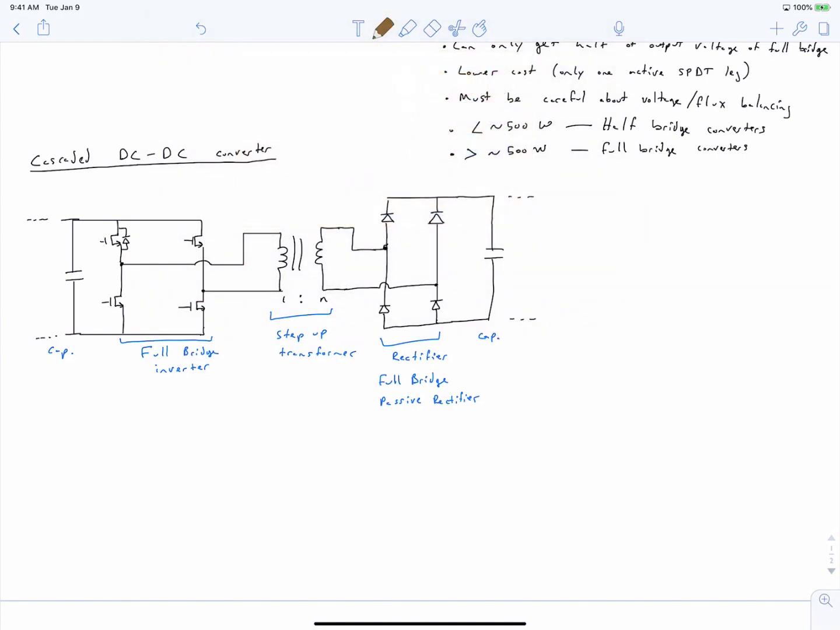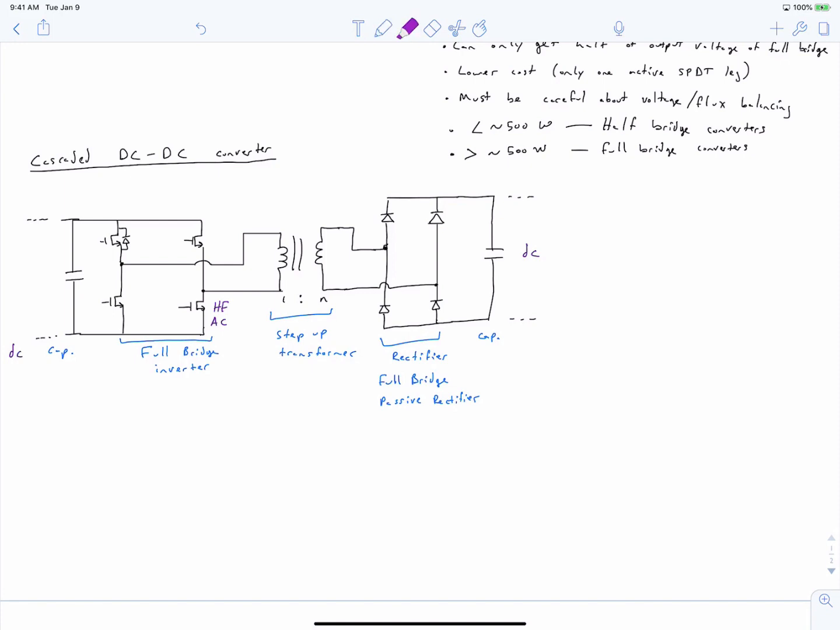And so if we go from left to right and we note down what is DC and AC, you see that we start with DC, and the output of our inverter is high frequency AC. The output of our transformer is AC at the same frequency but stepped up. And then the output of our rectifier is DC, which is further filtered on our capacitor.